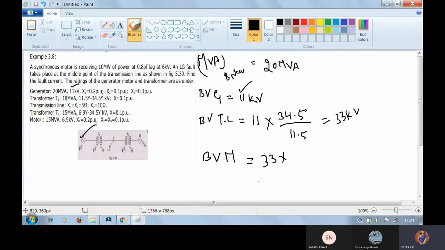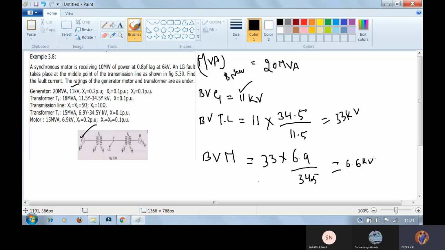So I have a HV here. So what you have to write? LV by HV. LV side means it is 6.9 divided by 34.5. Can you please simplify and give me the answer? 33 into 6.9 divided by 34.5. It is 6.6, ma'am. Very good. It is 6.6 kV.